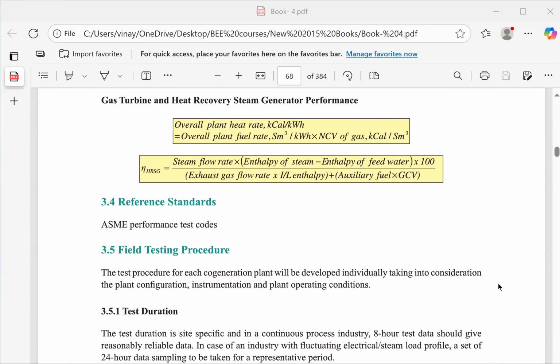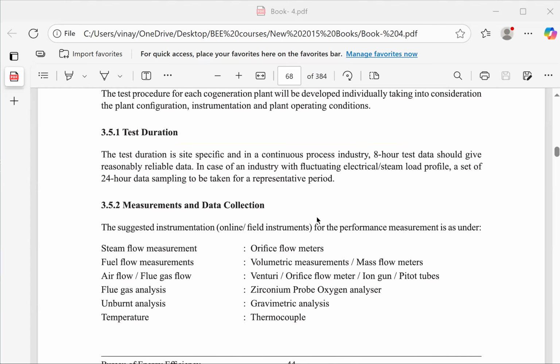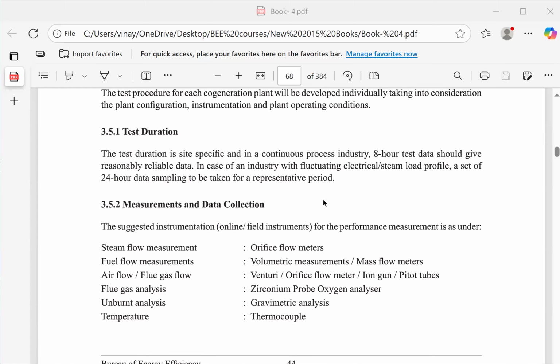Now, these standards, okay, you can forget the ASME standards. Field testing procedure, how it is done, you read through it. How do you do it? Normally, the thumb rule is whenever you want to test any equipment for a performance test, it should be conducted at a steady state level. Normally an 8-hour test, some people insist on a 24-hour test. We used to insist on a 72-hour test because it was a very large thermal power plant.